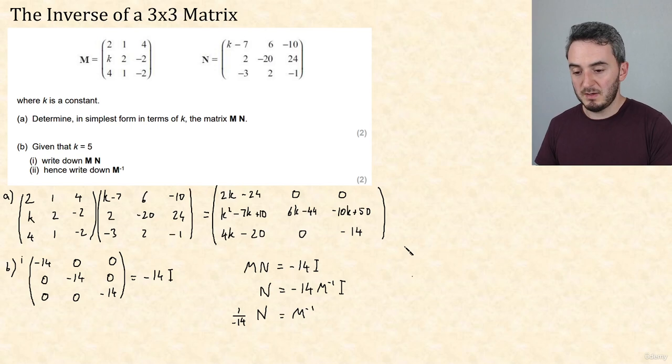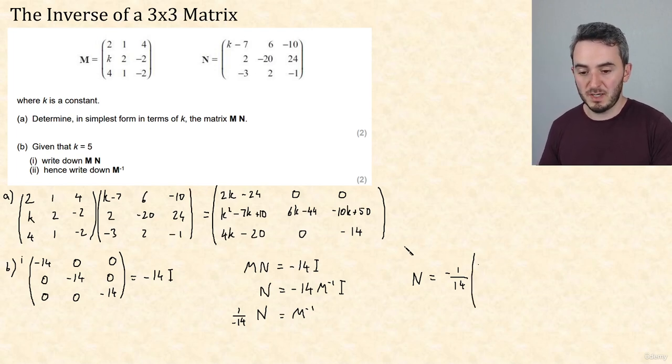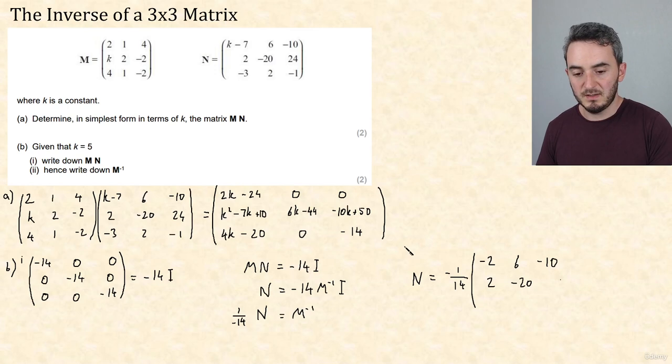So I don't even need to simplify, but I can simply say that is minus 1 over 14 multiplied by, and now k is 5, so it's 2 minus 7, 5 minus 7 is minus 2, then 6, then minus 10, 2 minus 20, 24, minus 3, 2, minus 1.